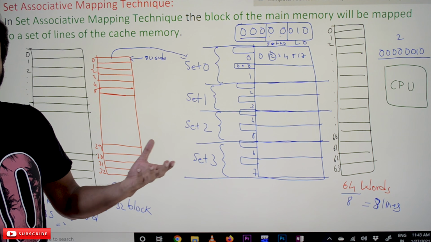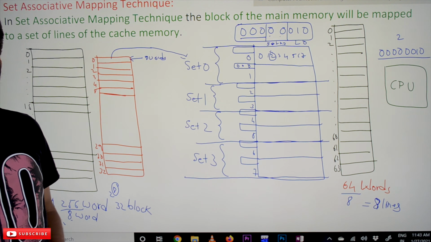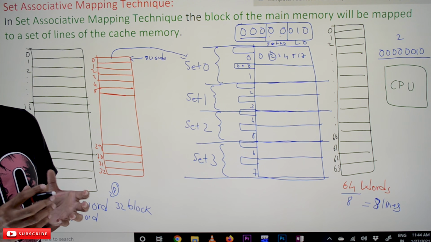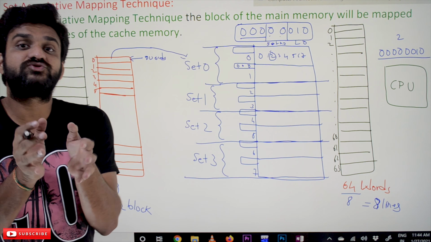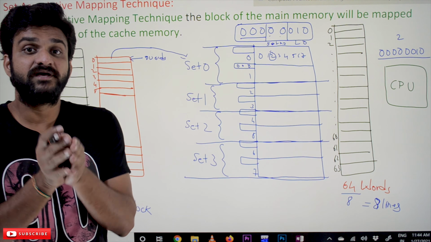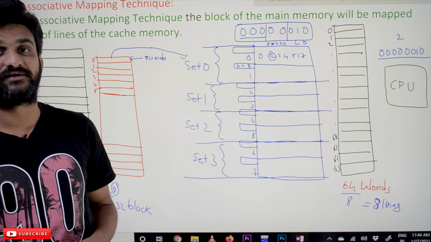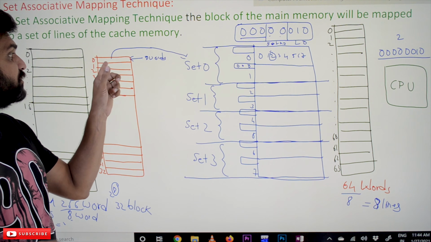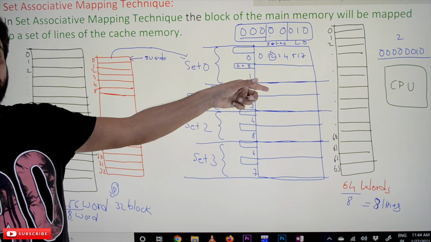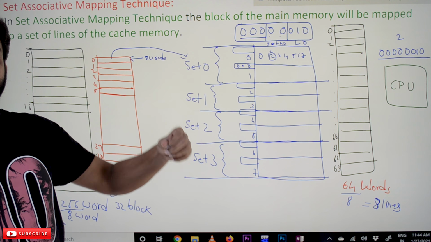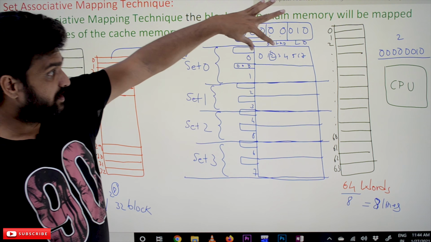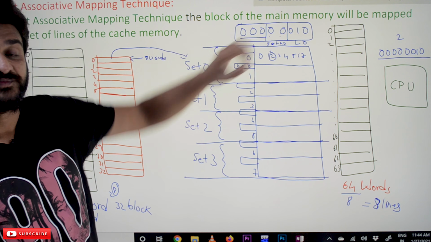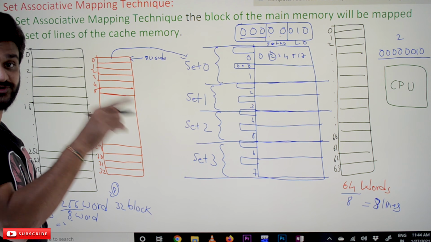Now what is the advantage that we are going to get by using this set associative mapping? The advantage is that we are going to reduce the number of comparators. In associative mapping, how many comparators are required? As we don't know where the block of the memory will get transferred onto the cache memory, the comparators that are used are equal to the number of lines. That concept has already been discussed in associative mapping.